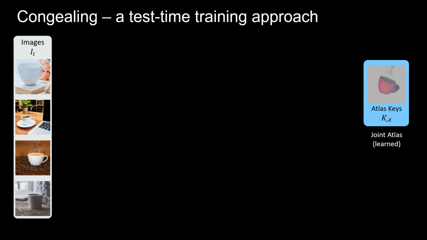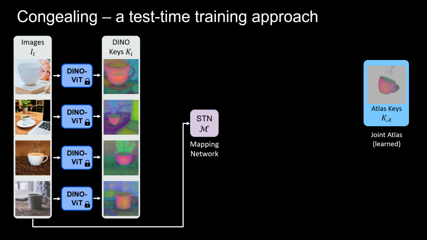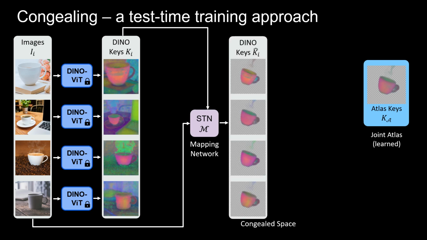In more detail, given a set of images, we use a pre-trained and fixed DINO-ViT model to extract the image's keys from the deepest layer. The mapping network predicts dense mappings for each image, which are used to transform the DINO keys to the joint space. Then, we apply keys loss to match between the transformed keys and the joint atlas keys.